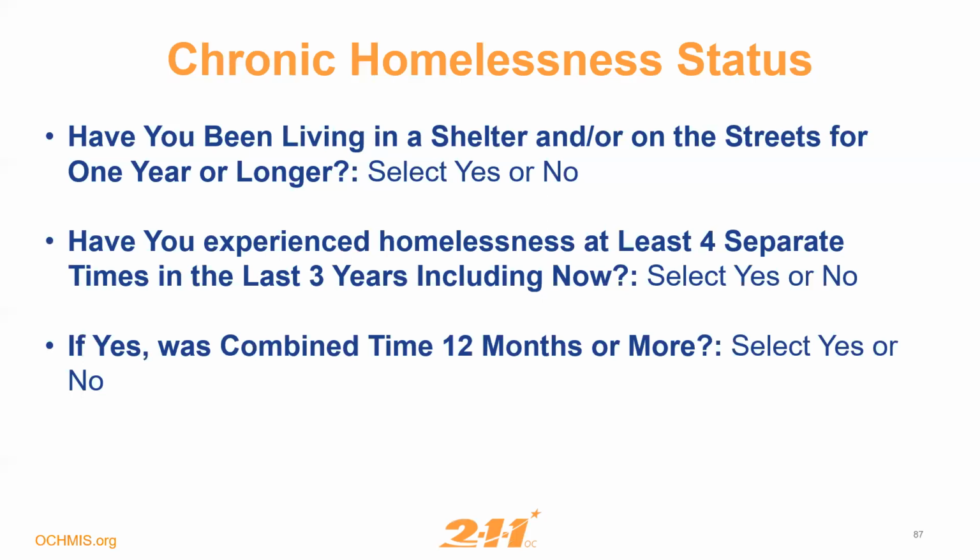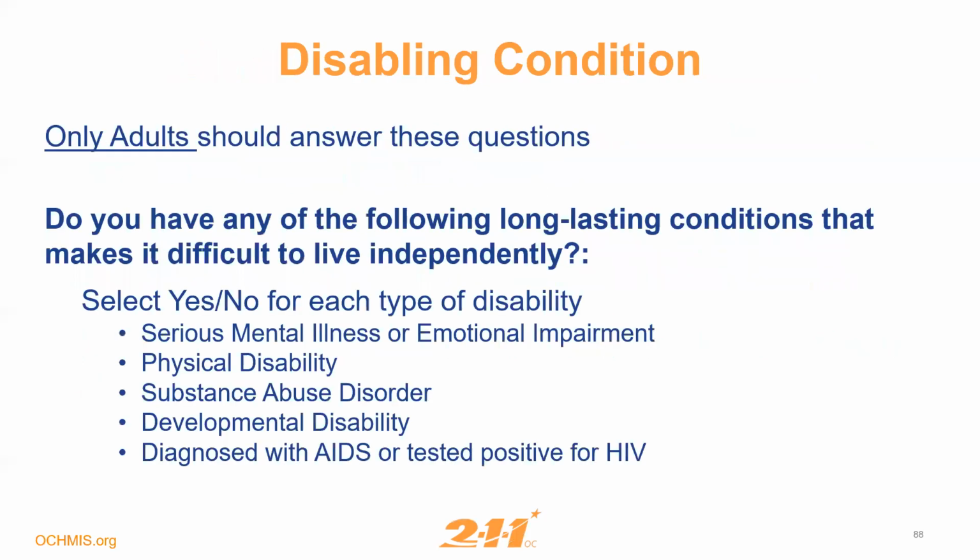Then we would like to know if the client suffers from any disabling conditions. These questions should be answered by adults only. So the header is, do you have any of the following long-lasting conditions that make it difficult to live independently? And this should be asked to the client in that way. Then the client should select yes or no for each type of disability: serious mental illness or emotional impairment, physical disability, substance abuse disorder, developmental disability, diagnosed with AIDS or tested positive for HIV.